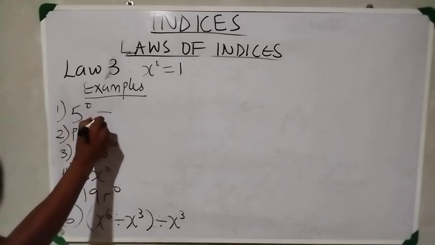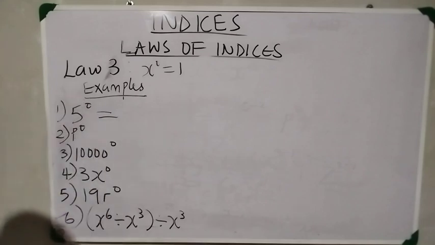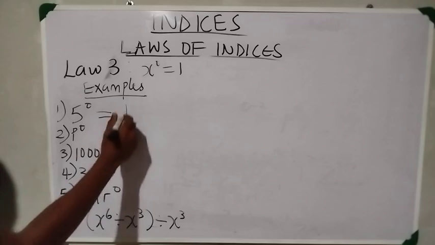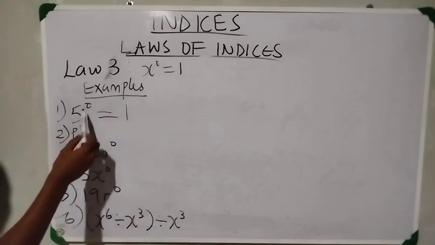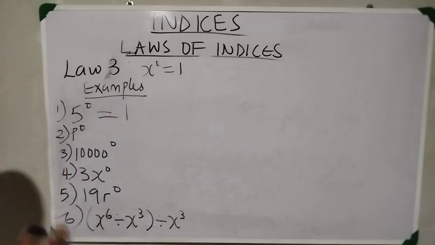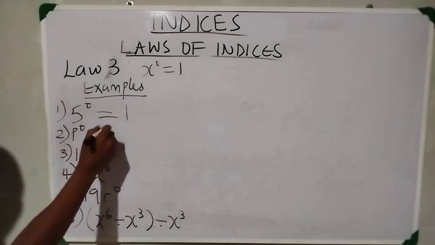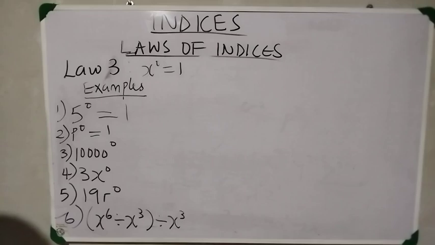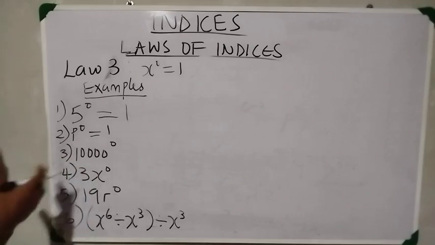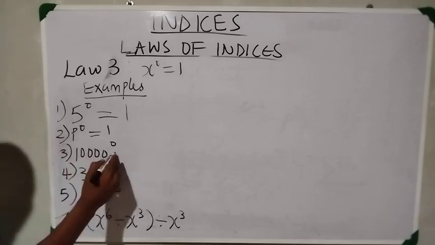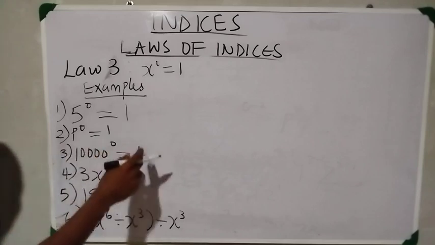So we have some examples here. 5 raised to the power of 0, what's the answer? It's 1. Why? Because when a base has a power of 0, it's always 1. P raised to the power of 0, what's the answer? It's also 1. Alright? So no matter the number, as far as it has a power of 0, it's going to be 1.